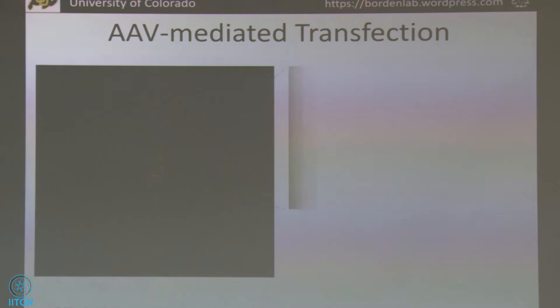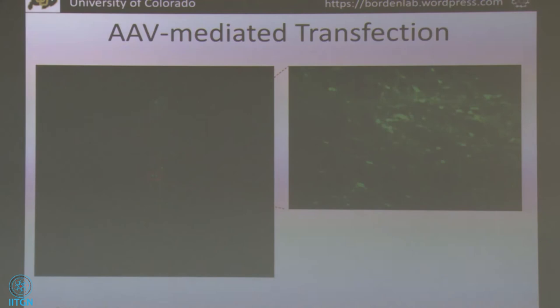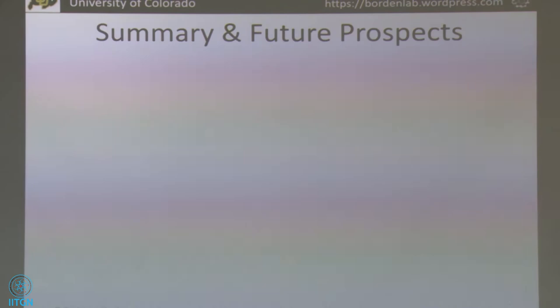So we are transfecting neurons. You can see the processes, these little lines that indicate that in fact we can transfect. So we have a way of spatially and temporally delivering DNA to the brain and having it functional in the neurons in the brain.